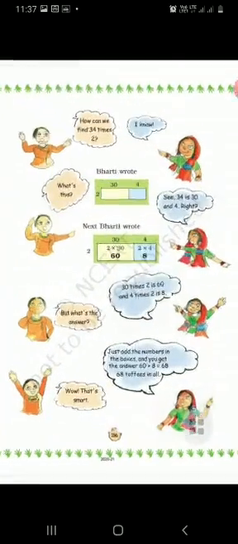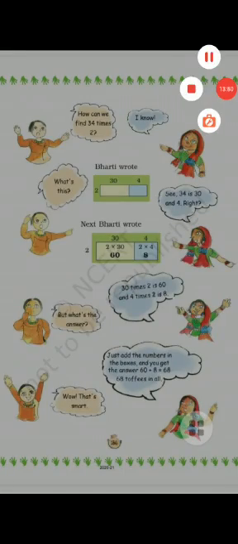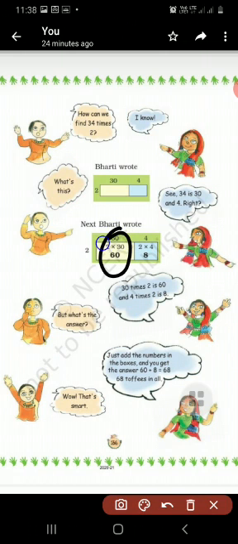Just look at it. What we have to do is break 34 into parts. How can we find 34 times 2 now? Bharti has written it as 30 plus 4, and you have to multiply it with 2. Just see how she is going to multiply. First she multiplied 30 by 2, which is 60.